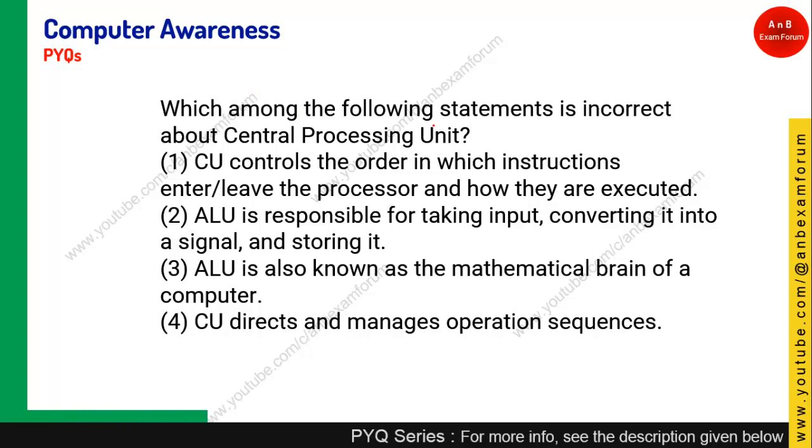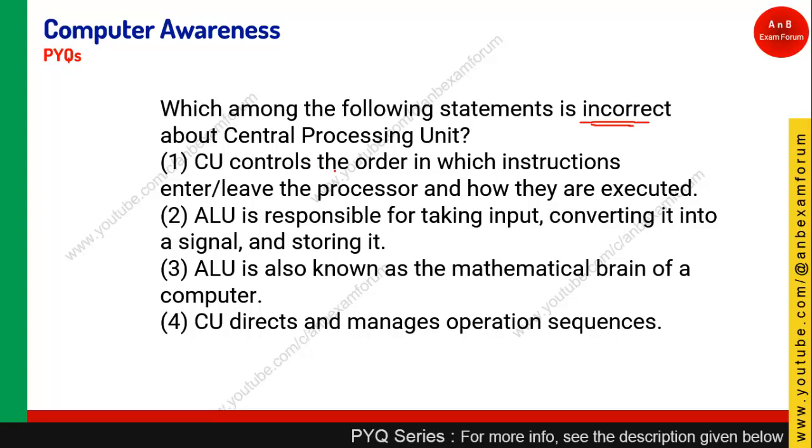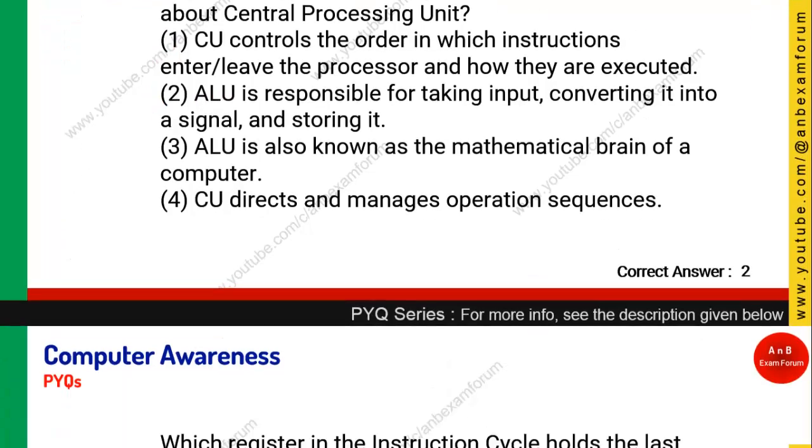Let's see the next question. Which among the following statements is incorrect about CPU? Again, you need to find the incorrect statement. CPU controls the order of execution. Yes, it is true. ALU is responsible for taking input. No, the input device is responsible for taking input. So this is incorrect. Option 2, those who have given it, they are right.